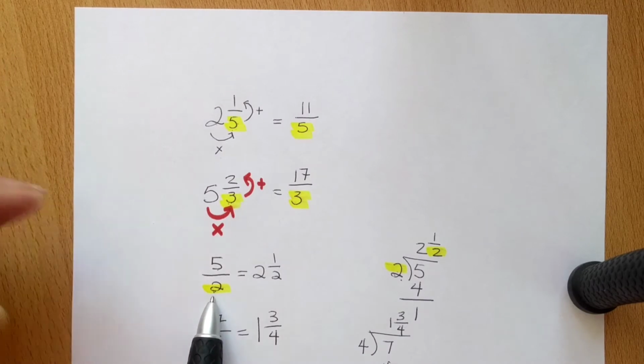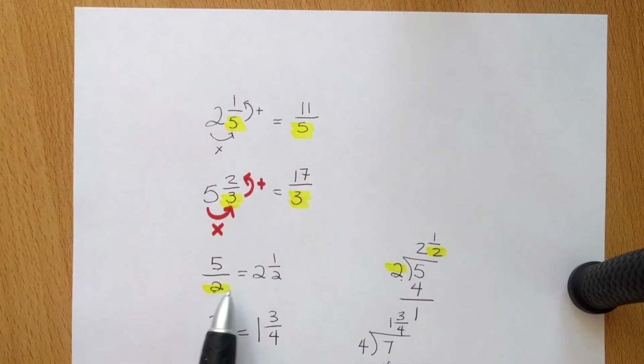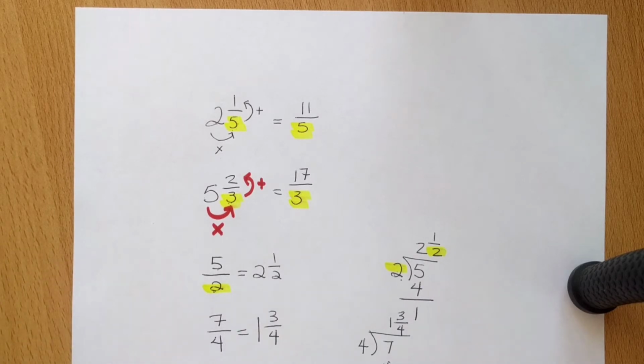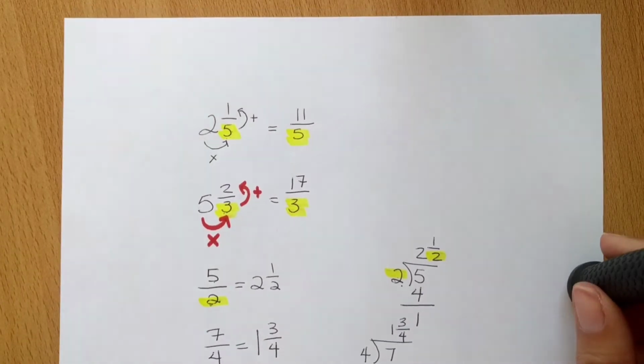So this is how you convert mixed numbers into fractions greater than 1 or improper fractions. This is how you convert a fraction greater than 1 into a mixed number with a whole number and a fraction. That's a mixed number. All right, let's take a look at the lesson now.